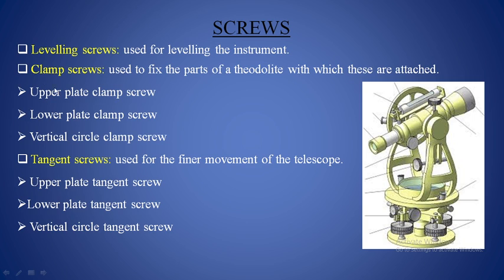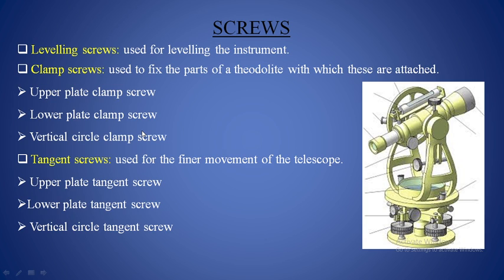The next set of screws are clamp screws. I think I have already shown you the clamp screws, lower clamp screw and upper clamp screw, which are going to be used to lock the upper plate. You use the upper plate clamp screw to lock the upper plate, and to lock the lower plate you use the lower plate clamp screw. And to lock the movement of the vertical circle, or to lock the movement of the telescope in the vertical plane, you can use the vertical circle clamp screw.